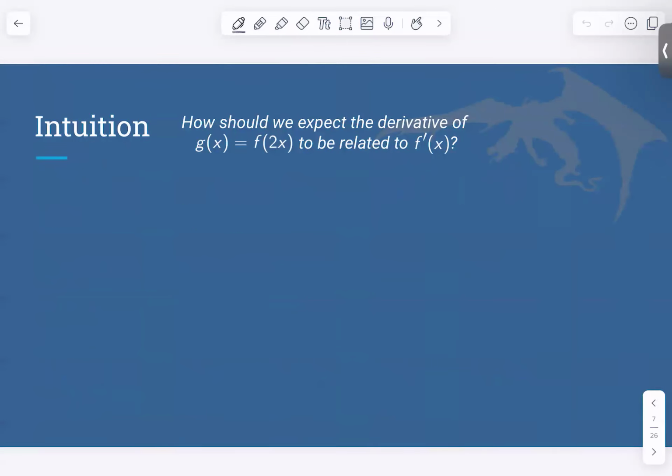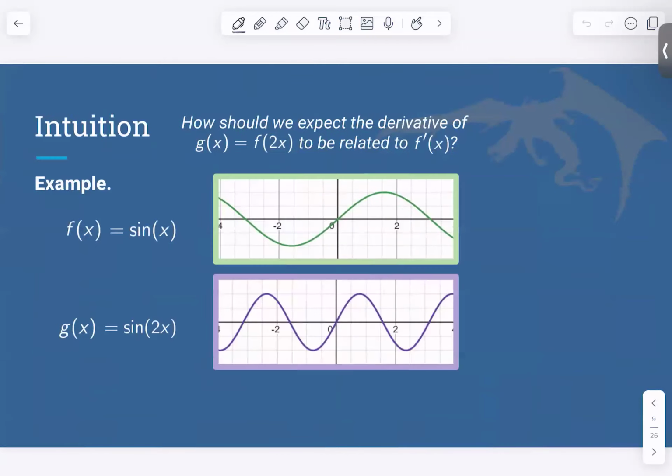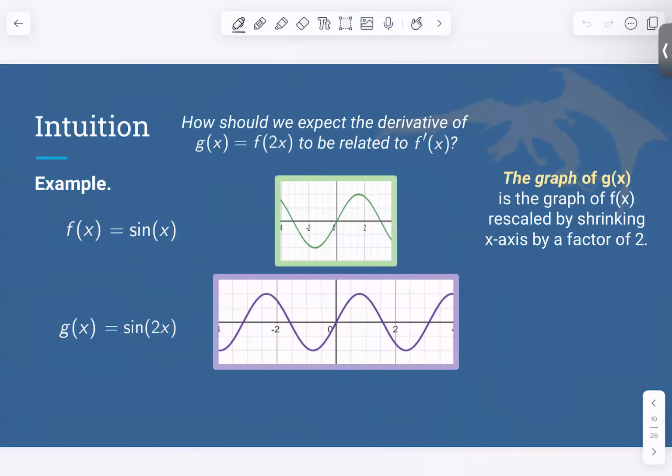All right. So how should we expect the derivative of g of x, if that is f of 2x, to be related to f prime? One way to look at it is if you take a sine function. So what would you expect from that? If you look at sine of x and sine of 2x, you've got different wavelengths here, and the period is just half as much for the 2x. So we would hope that that would shrink. Okay, so that's what's really happening: you're shrinking it by a factor of 2.